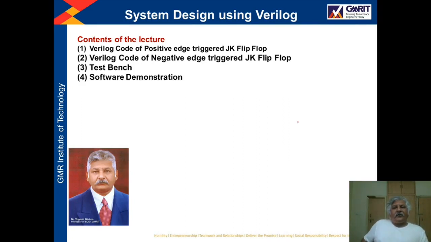In the last lecture, we discussed how to write the Verilog module for a D flip-flop. And today we will discuss how to write the Verilog module for a JK flip-flop. So the concept will remain the same: how to recognize the positive edge or the negative edge of the clock. Only thing is, as per the truth table of the JK flip-flop, we have to write the Verilog code.